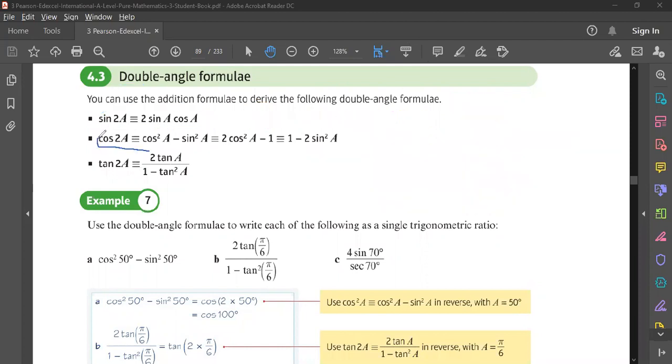We need to prove this rule: cosine 2A. Within 2 minutes, prove cosine 2A, everyone.